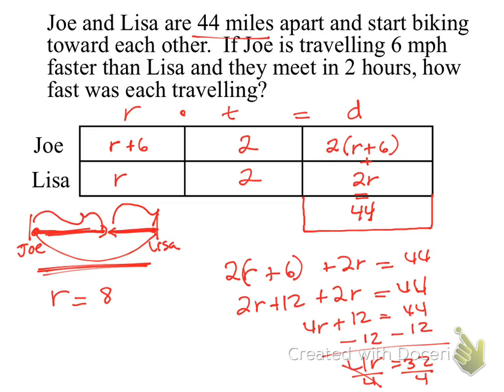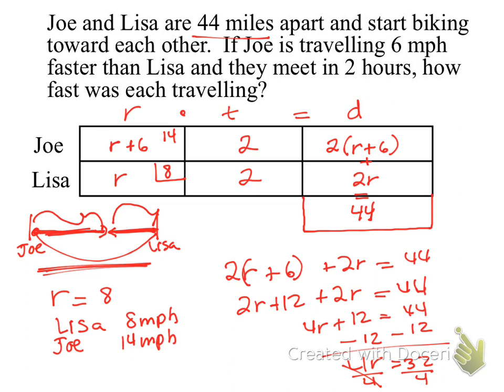Okay, Max, what are you getting? My equation was 2 times the quantity of R plus 6 plus 2R equals 44. And I got that Lisa is traveling 8, her rate is 8 miles per hour. Good. Joe's is 14 miles per hour. Good. So Lisa is 8 mph and Joe is how much? 14 miles per hour. You can check your work.